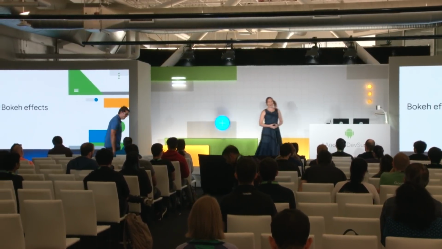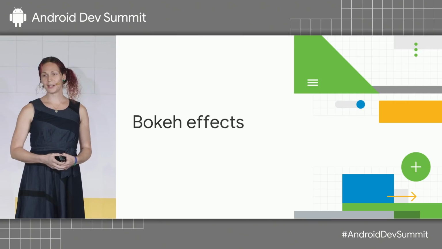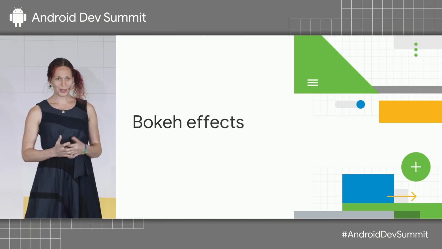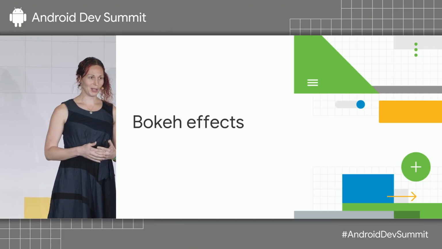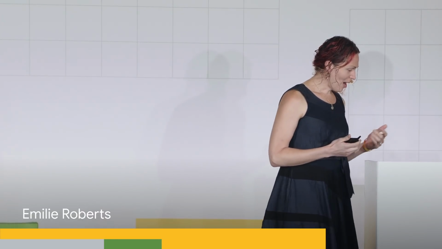Thanks, Oscar. My name is Emilie Roberts. I'm a partner developer advocate. And I'm going to show you a cool demo that uses some of these multi-camera APIs to do a bokeh effect on the Pixel 3.